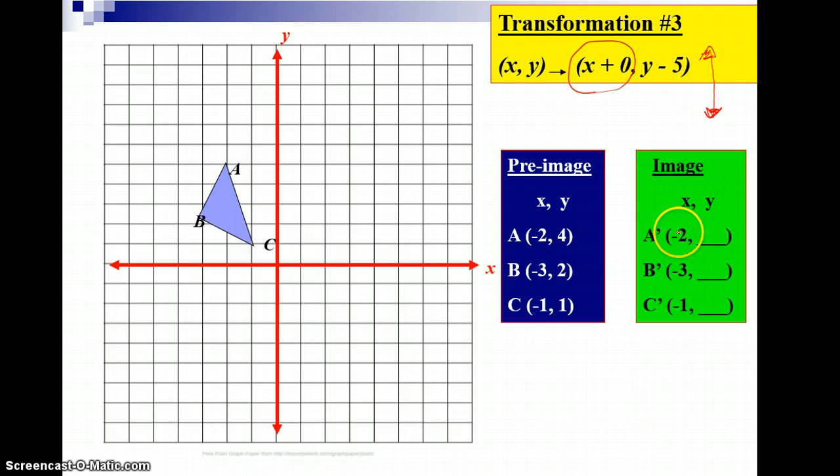So now our x's will stay the same. Y minus 5 goes there. 4 minus 5 goes there. 2 minus 5 is our new b prime, and 1 minus 5 is our c prime. Now that I mention it, make sure when you're drawing those new images, you label them with your letters and your prime marks because you're giving me an image. Go ahead and pause if you need to.